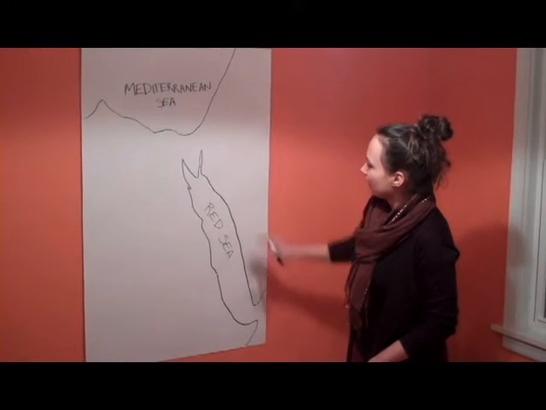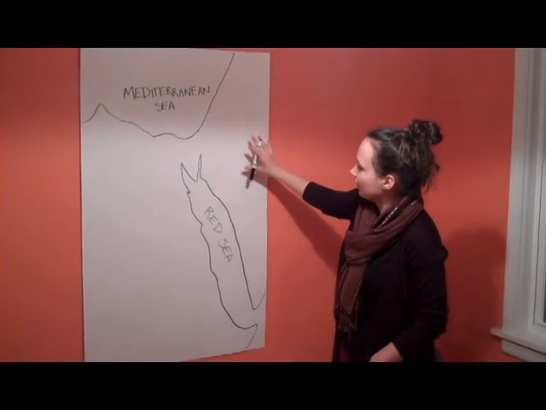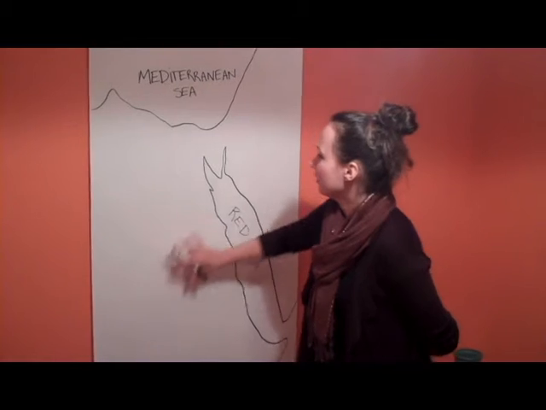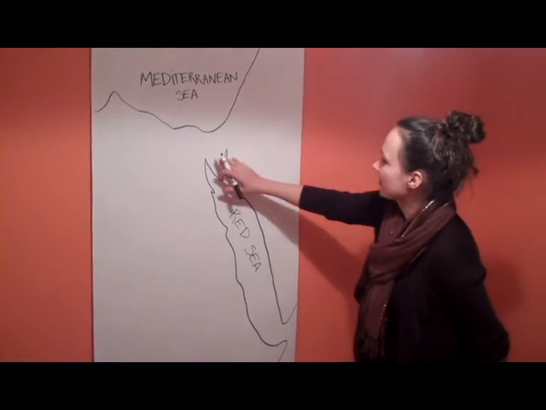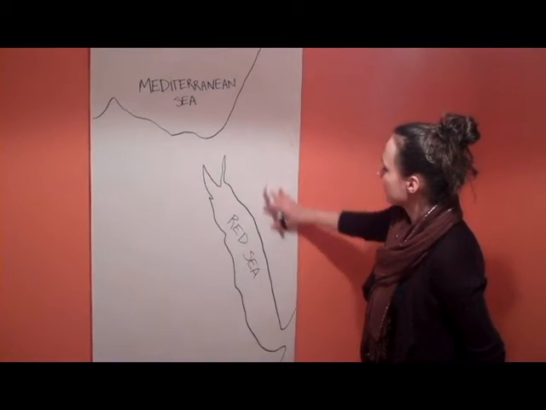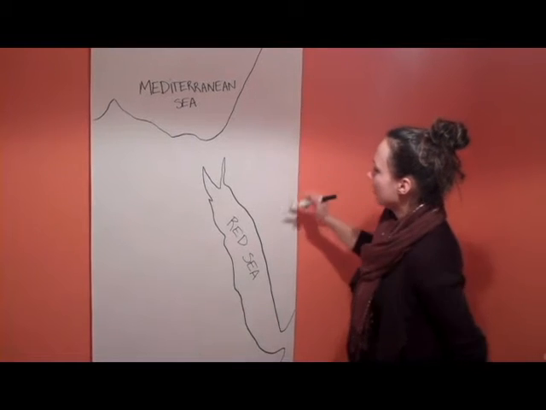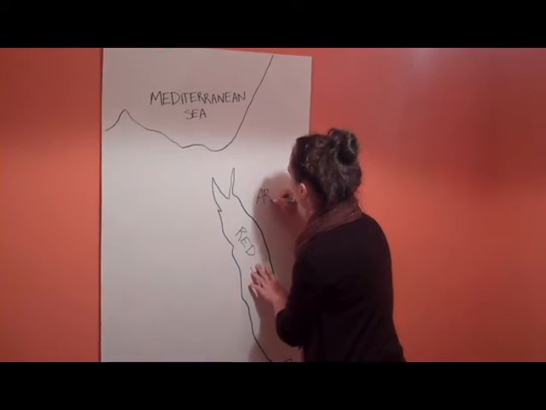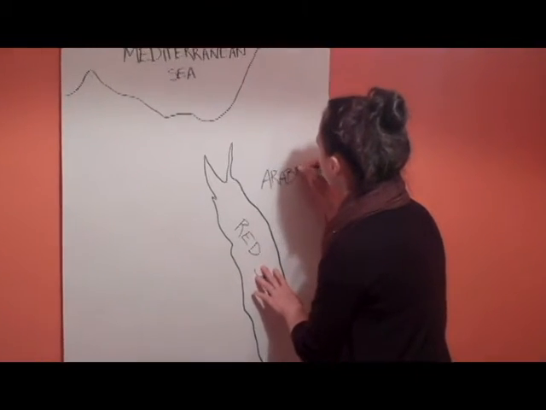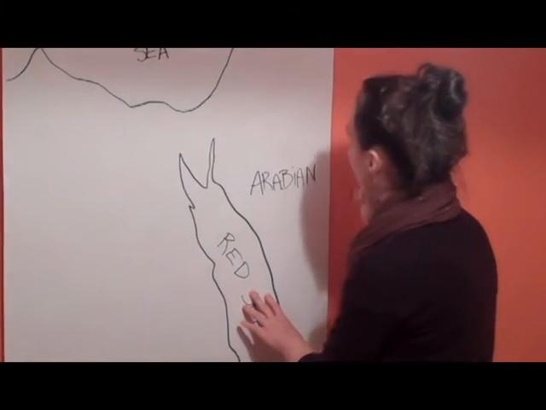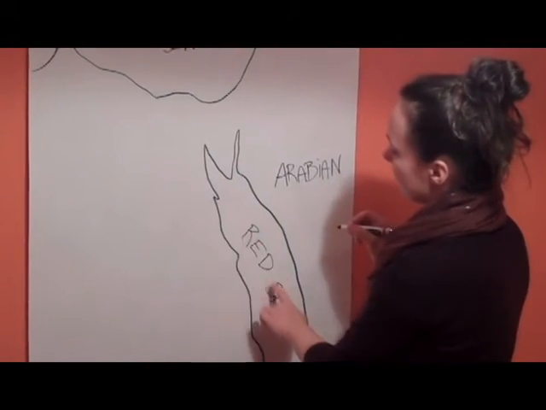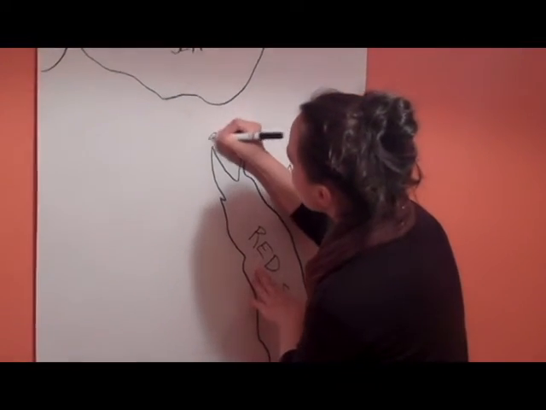So now we can start labeling these masses of land. Here we have Egypt, here is the Sinai Peninsula, and this is the Arabian Peninsula. So I'm going to start off with Arabian Peninsula. Then this little piece that extends into the Red Sea, we know is the Sinai.